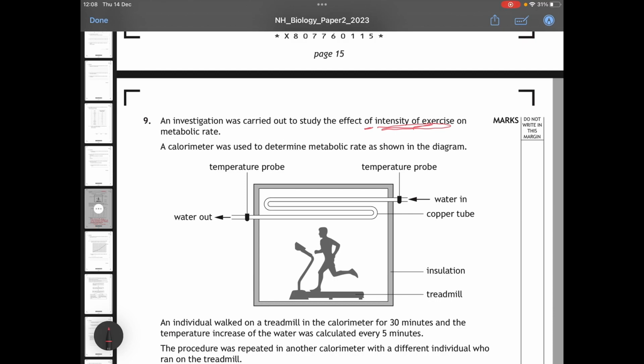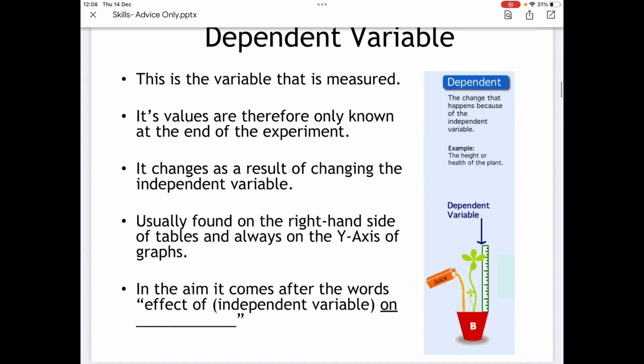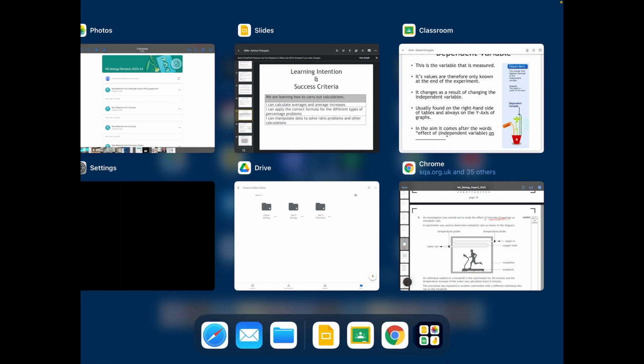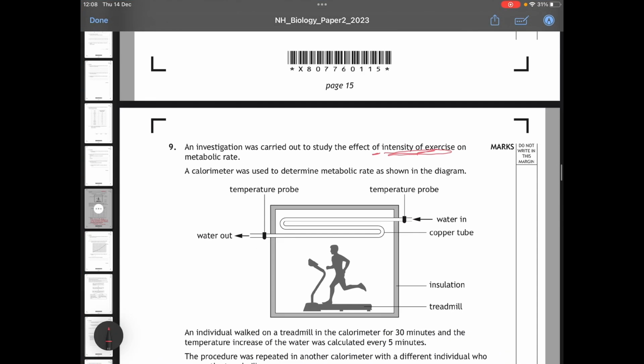So if you look at your skills booklet, we'll do a wee bit on dependent variable. This is the variable that's measured. Its values are known only at the end of the experiment. I would ignore the bit about the y-axis and tables because that doesn't really work for higher usually. They make it a bit trickier for you. So you need to find the aim. So it's the effect of, on this time. Okay, so look at the effect of something on something, and it's the on bit we're interested in. So it's the effect of intensity of exercise, independent variable, on metabolic rate. So metabolic rate, if you were asked that, we're not in this particular example, but if you're asked that, the metabolic rate would be our dependent variable.